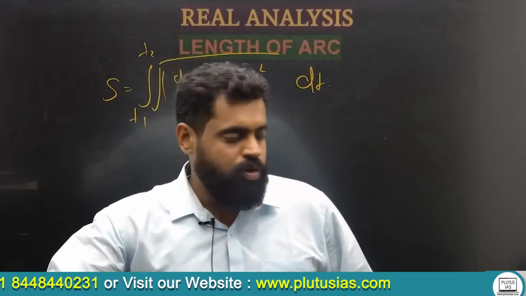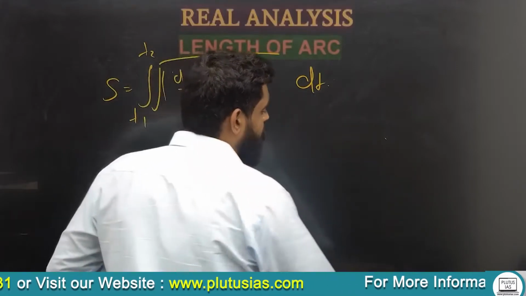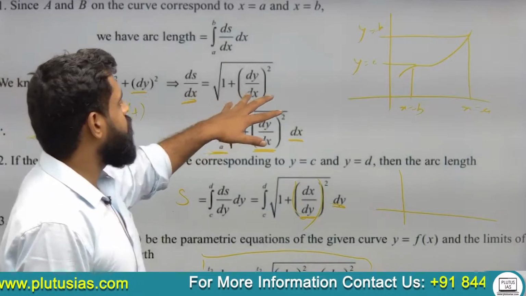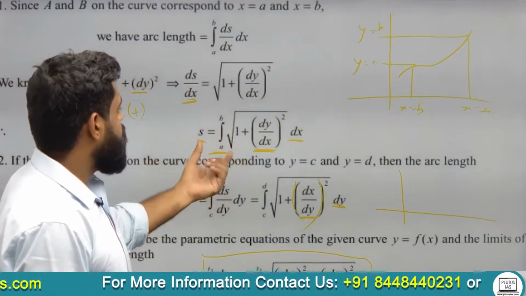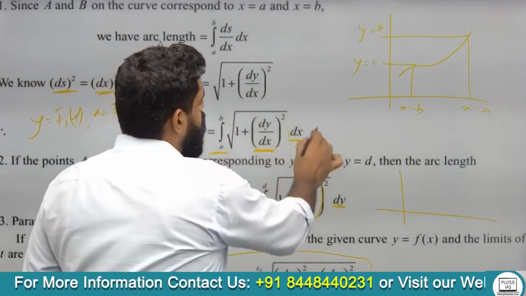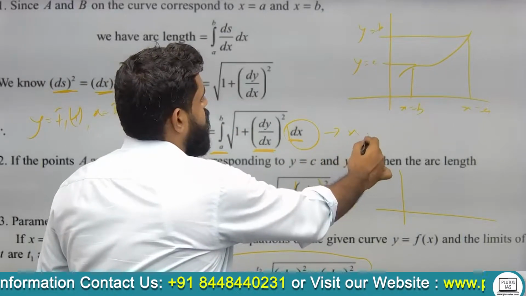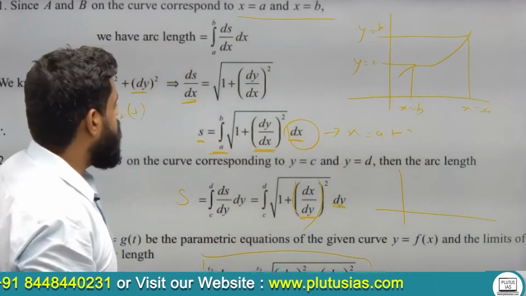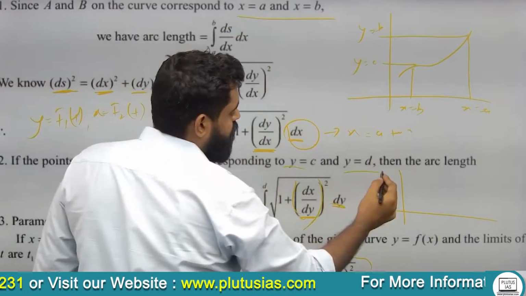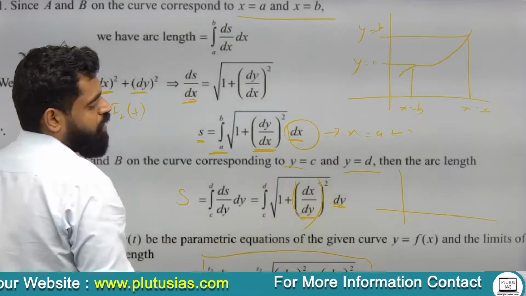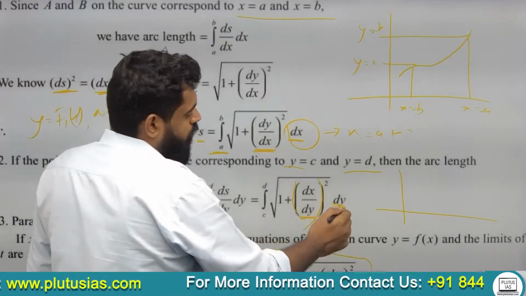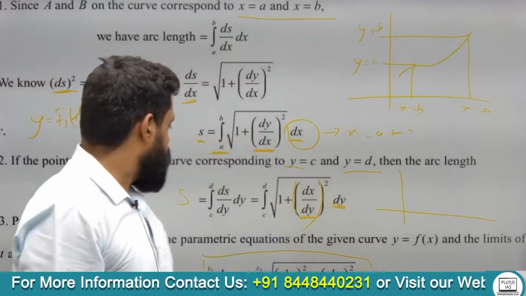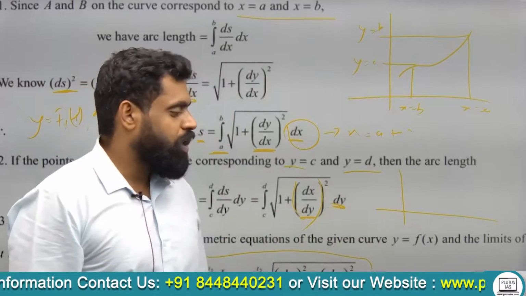So these three formulas are very easy to do. The first one is 1 plus (dy by dx) whole square. Another one is if the coordinate of x is given, that is from x equal to a to x equal to b, and if the corresponding y equal to c and d is given, then we write (dx by dy) whole square and dy, and if it is given in the parametric form, then we go from t1 to t2, and this is the formula.